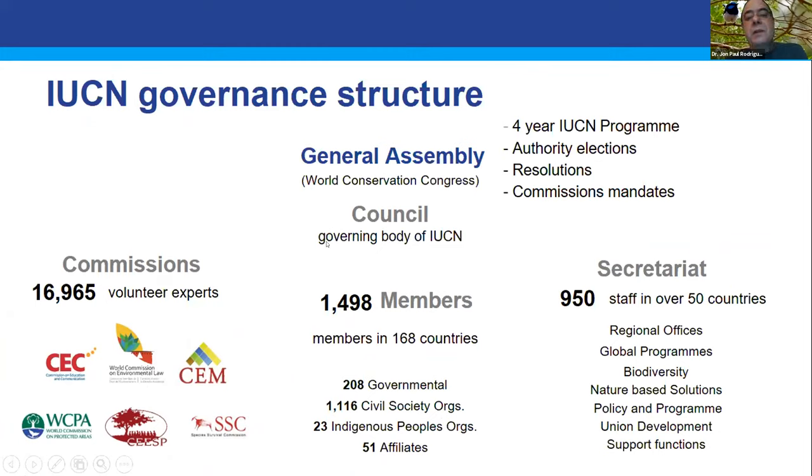The members of IUCN are organizations in government and civil society, indigenous peoples and affiliates, and there are about 1,498 last night in our database from 168 countries. The other two groups of participants, we call the three pillars of IUCN. One of them is the commissions, the other one is the members, and the third is the secretariat.